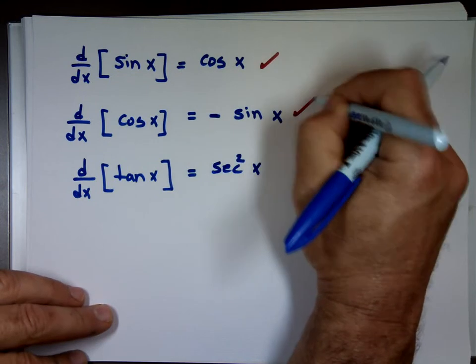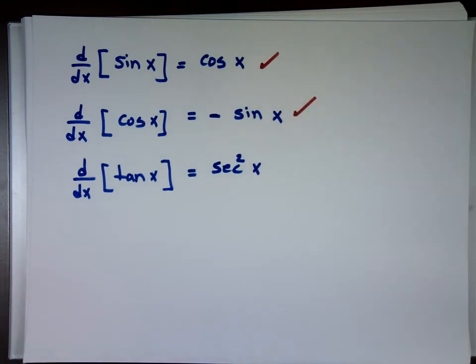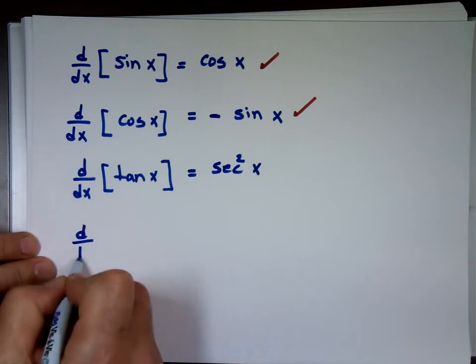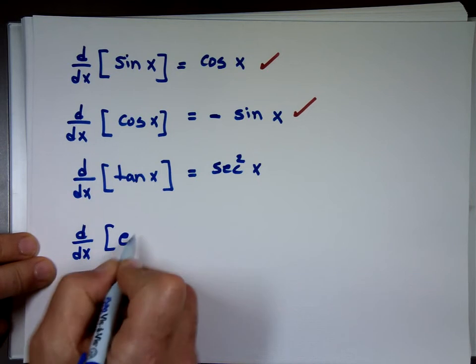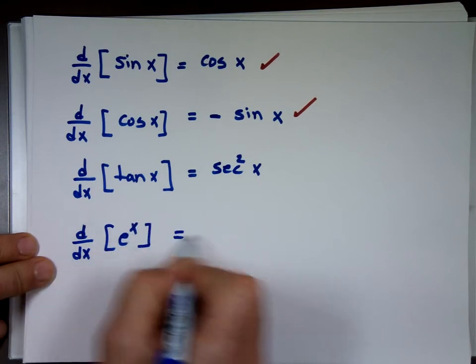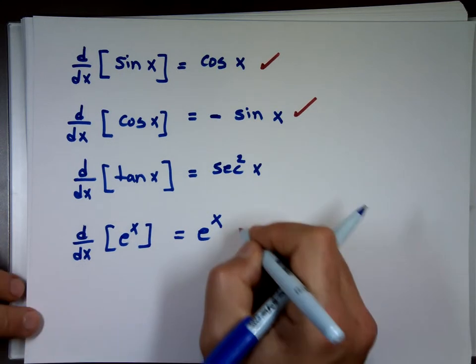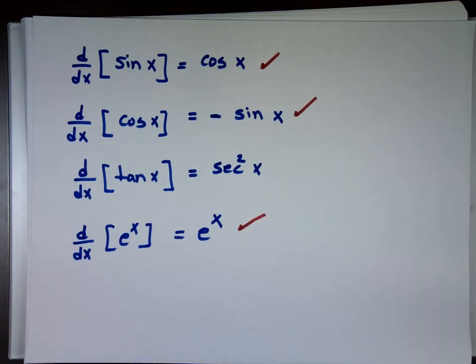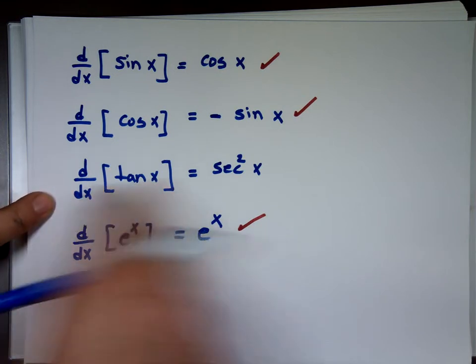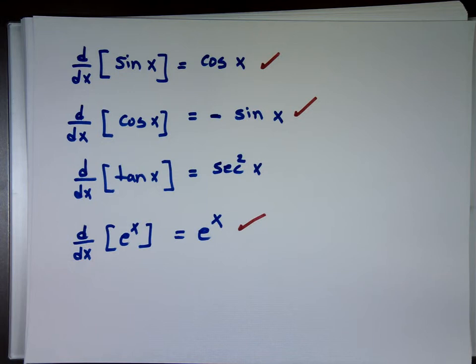The other one you need to know that's covered in this section, and that's the derivative of e to the x. E to the x is equal to e to the x. It doesn't change. I like that one. So those three for now with the red check mark next to them are covered in this section. This one you can wait on. That's the answer to it, but you can wait on it.